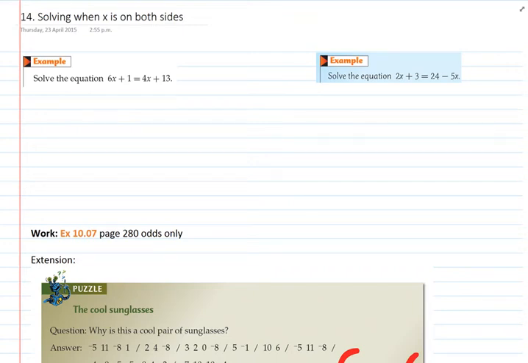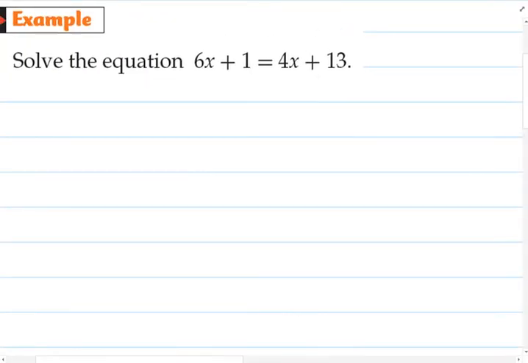In this video we're going to be looking at solving equations when we've got x on both sides of the equal sign. And so we're going to treat it like a balance, like we've always been doing. And our goal is to get all of our x's over onto the other side of the equals. And so we're going to start by subtracting 4x from both sides.